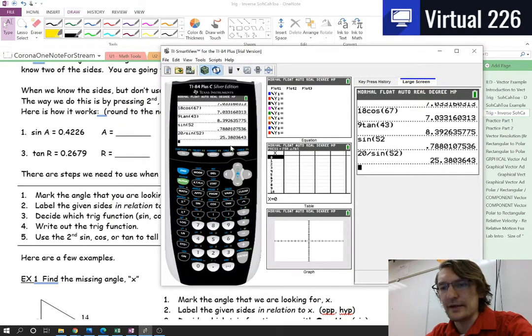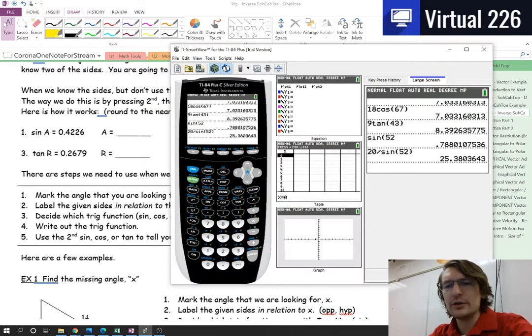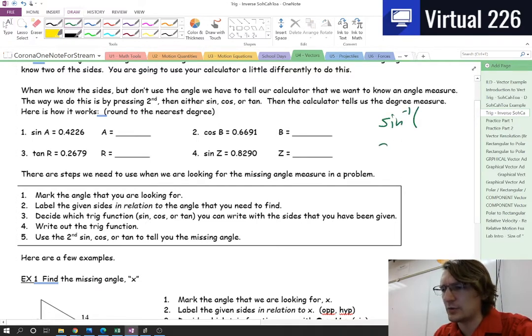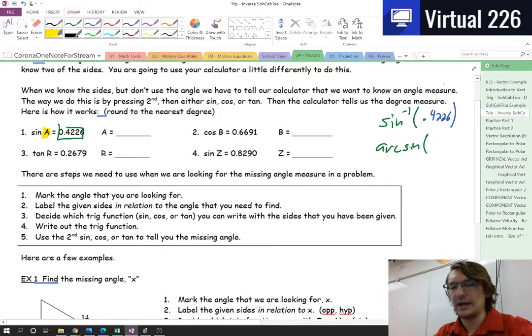This is our fake TI-84 that we've got. And if we look at our first example here, sine of A equals 0.4226. If I want to solve for A, I'm going to take the inverse sine. Sometimes it's also called the arc sine by your math professors. Sometimes teachers will write it as sine to the negative first, or they'll write it as arc sine, and they'll do this for cosine and tangent as well. But if we take the arc sine or the inverse sine of this number, we're going to get back the angle. So we'll take the inverse sine of 0.4226 and see what we get here.